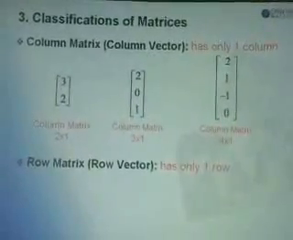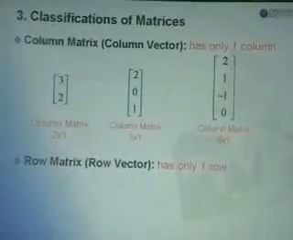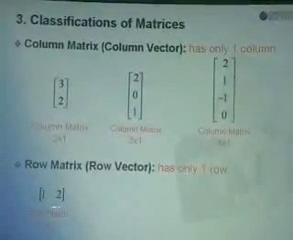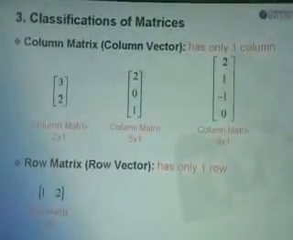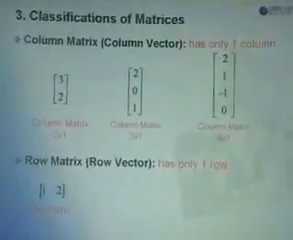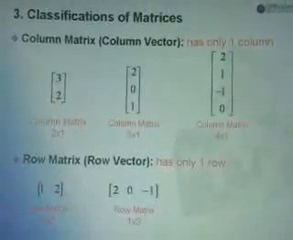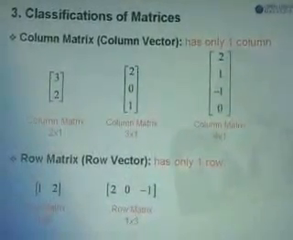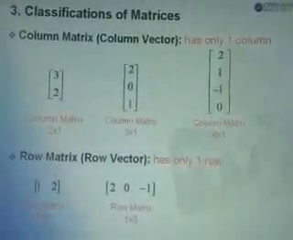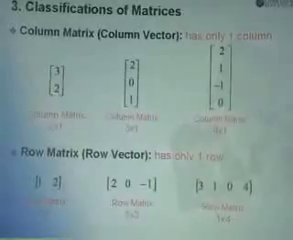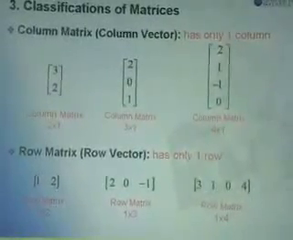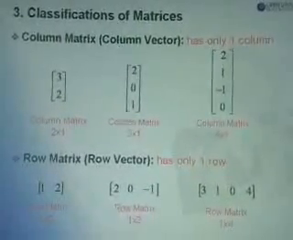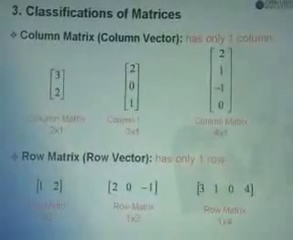Then next we have row matrix or row vector. In this type of matrix, we only have one row. Alright? For example, in this matrix we have one row but 2 columns. So we call this a row matrix 1 by 2. In the next example, there are 1 row and 3 columns. So we call this a row matrix 1 by 3. The other example, we have 1 row and 1, 2, 3, 4 columns. Alright, so we call this a row matrix 1 by 4.